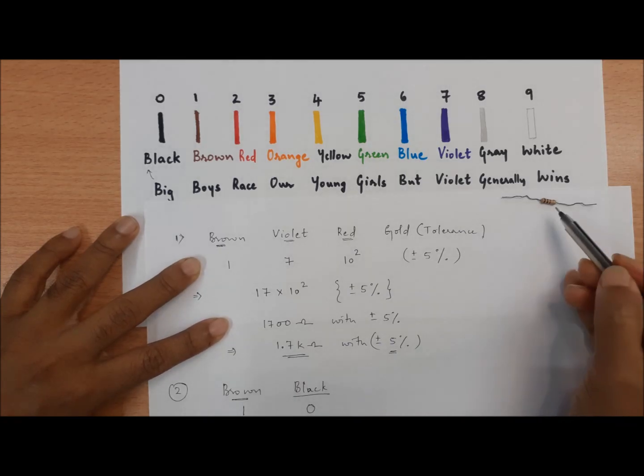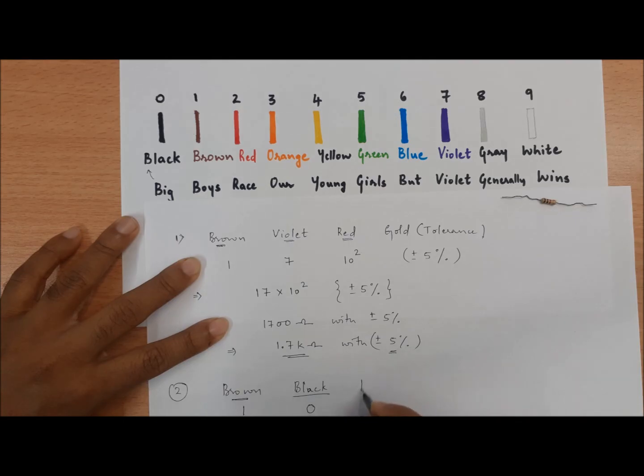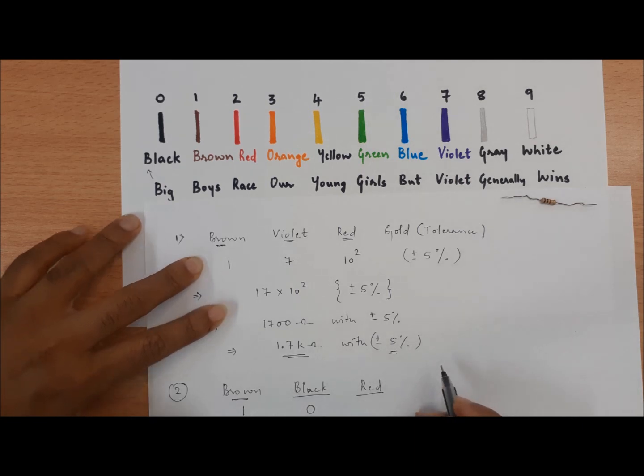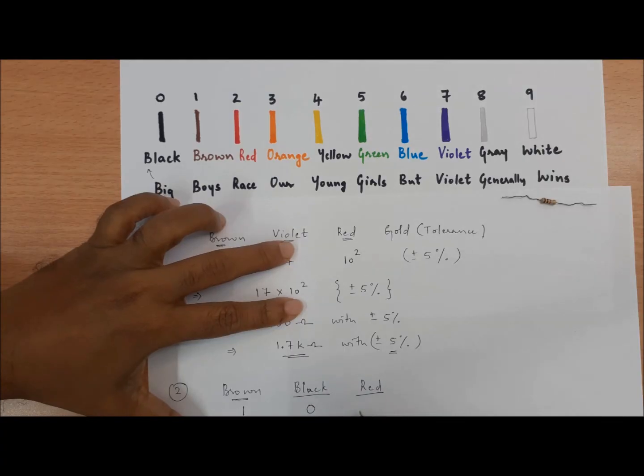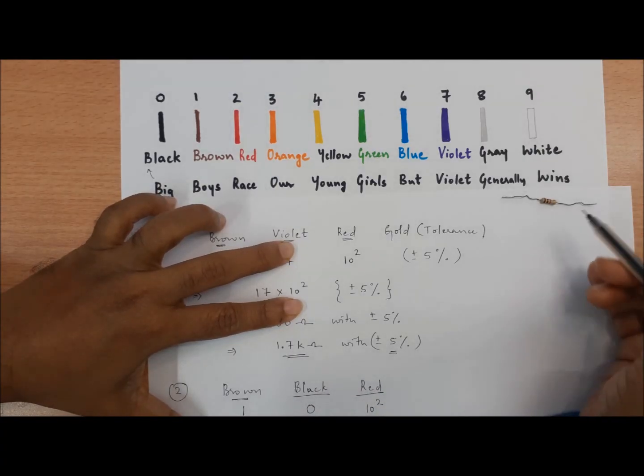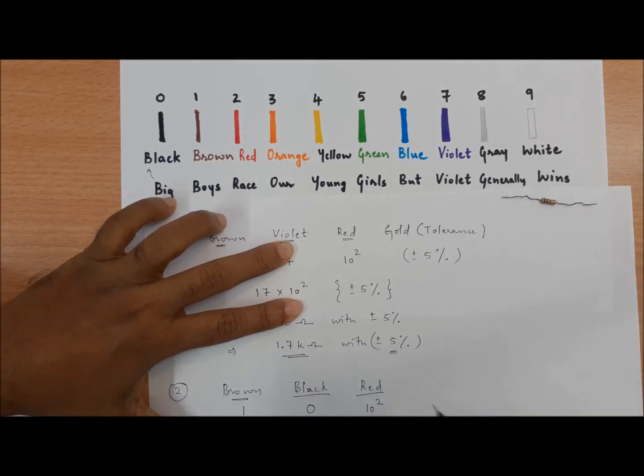Then the third band is red, and based upon the chart, the third band represents the multiplier factor. So if it is 2, then it represents 10 raised to 2. The fourth band, which represents the tolerance, is again plus or minus 5% because it is in gold color.